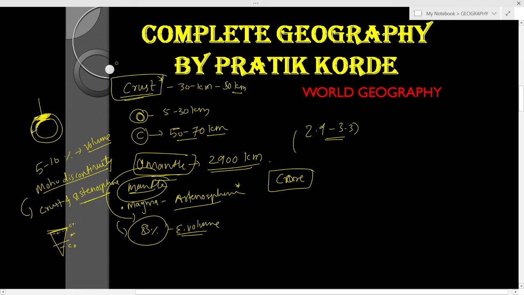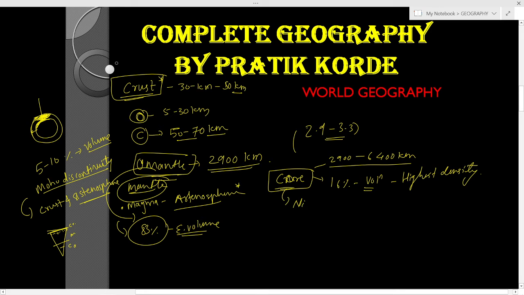Okay, so as far as the core is concerned, it lies between 2900 kilometers to 6400 kilometers approximately. Now it accounts for around 16% of Earth's volume, and it has the highest density, as we talked about in the last session of this video, that the heavy material sunk to the bottom of Earth, to the core of Earth, and the lighter material went above. And that is how the core evolved. It is made up of iron and nickel, and hence it is also referred to as Nife.